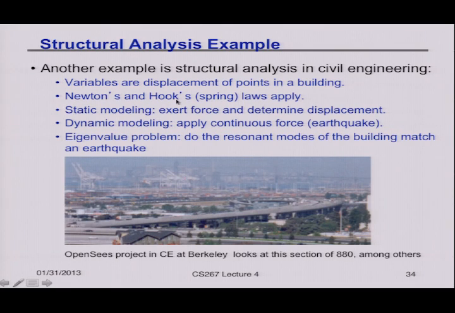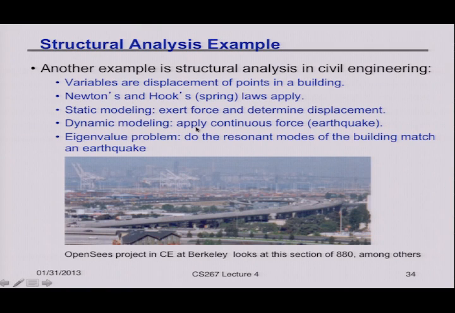How much the force depends on how much you displace it. And so what kind of modeling do people do when you write down all the equations? There's static modeling, which says I'm going to exert a particular force on one part of the building. How much does it all move? That's solving systems of linear equations.